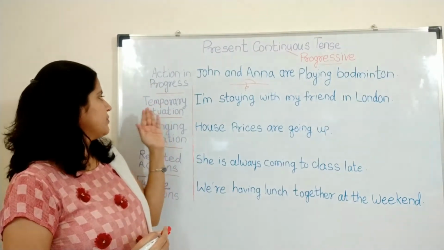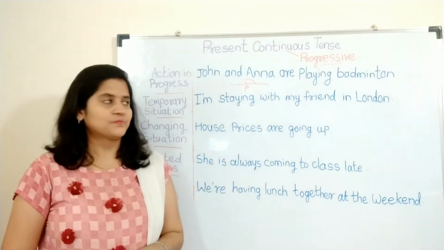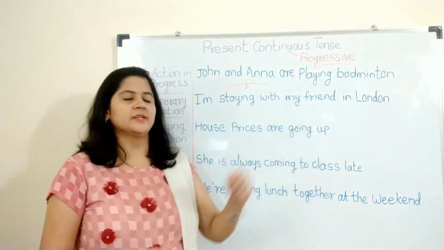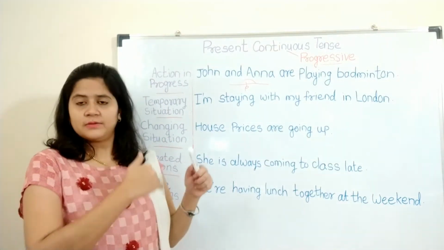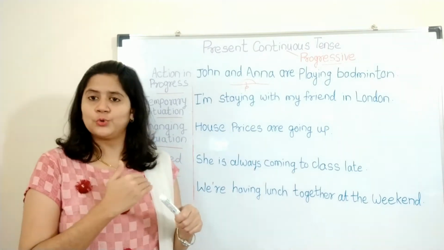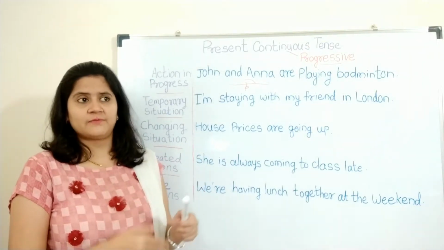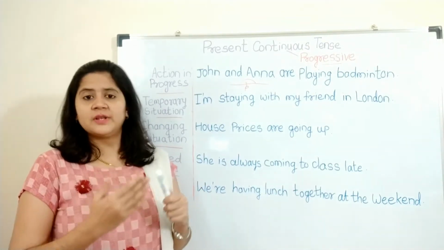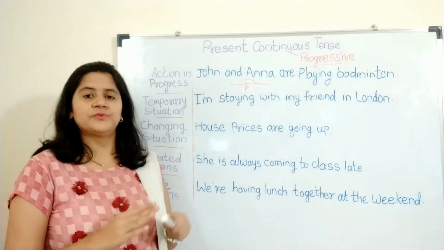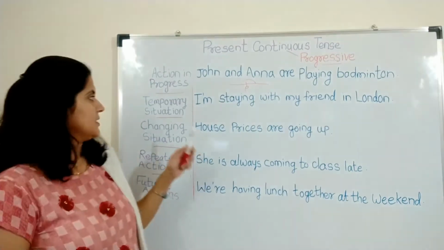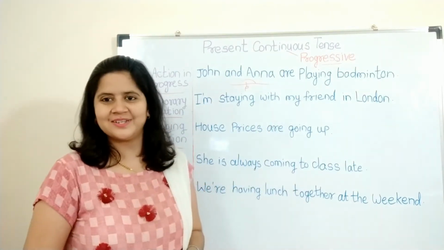Then sometimes we use the present continuous tense to show temporary situations. For example, I am staying with my friend in London. Okay, staying with a friend at the friend's house. This shows a temporary situation. After some days, after 1 week or 2 weeks, I will take my own house to live. Okay, so that temporary situation ends there. So we no longer stay at our friend's house permanently.